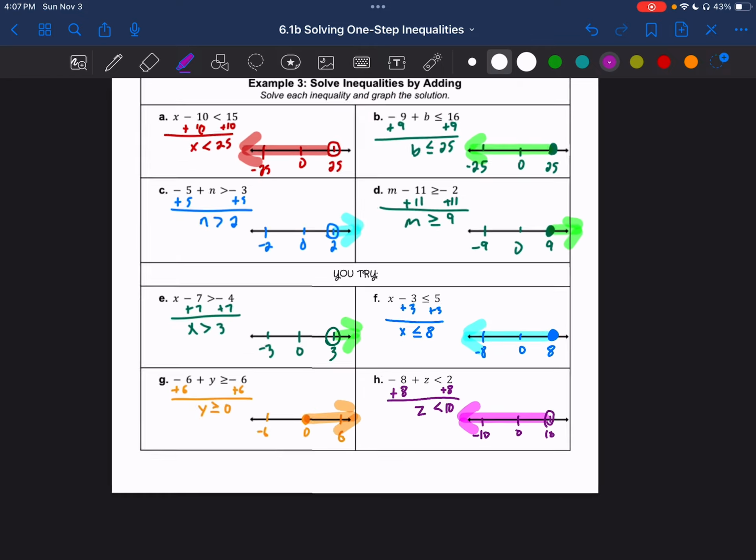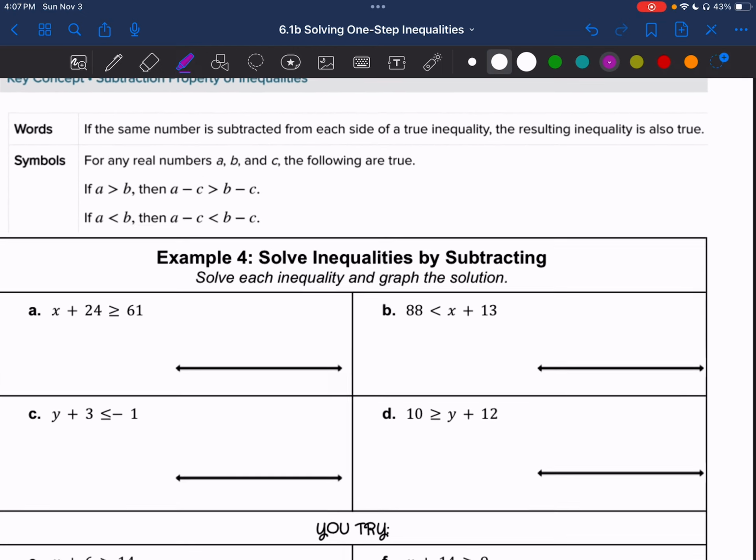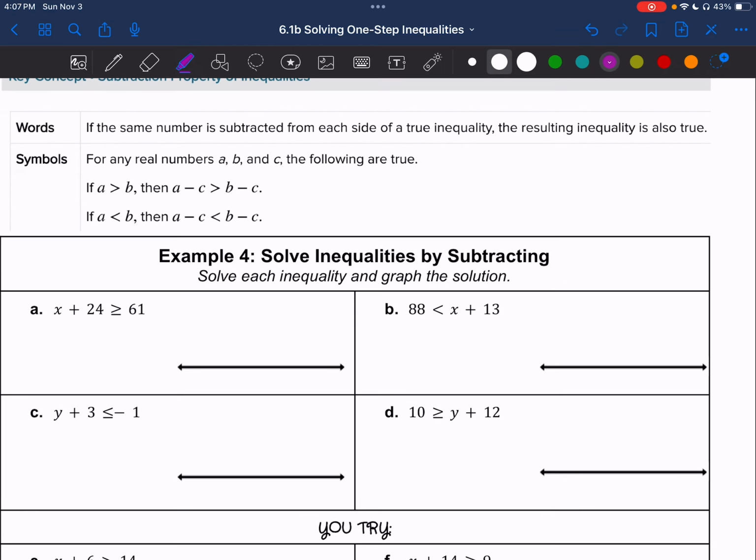All right, we're going to go to the next page where we are going to tackle the subtraction property of inequality. The key concept is exactly the same. If the same value is subtracted from each side of a true inequality, the resulting inequality is also going to be true.